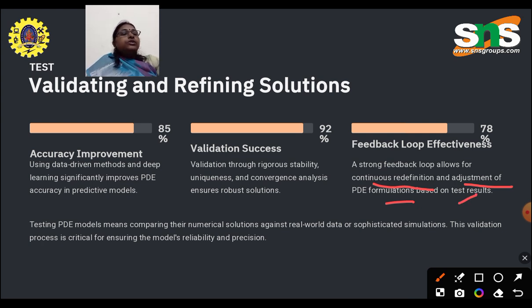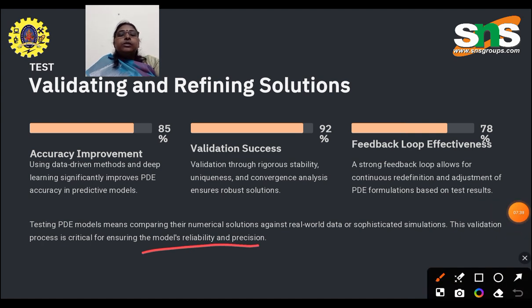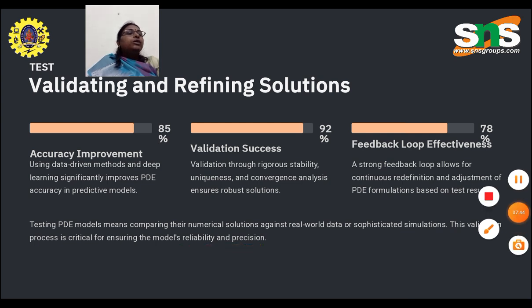In the final stage, based on the results we can decide whether to proceed with the process or not, and reach a conclusion. In this feedback loop we got only 78%. Based on that, we can compare with real world data and sophisticated simulations. This validation process is critical for ensuring the model's reliability and precision. This is the main important final stage.